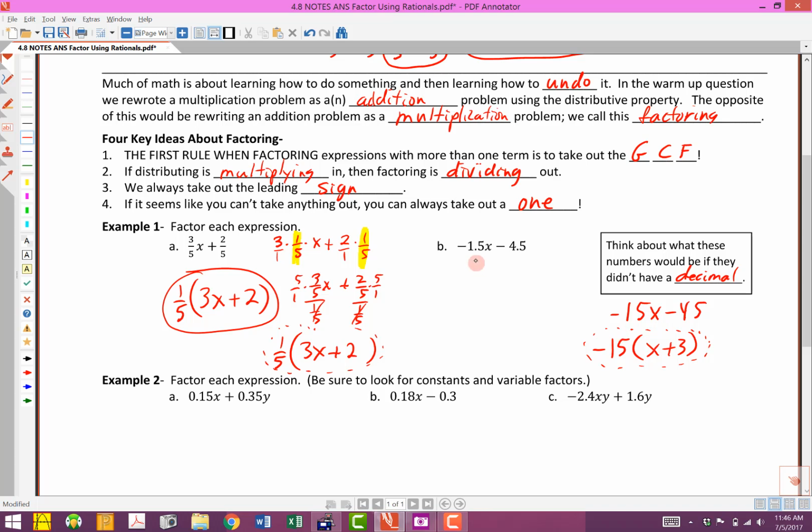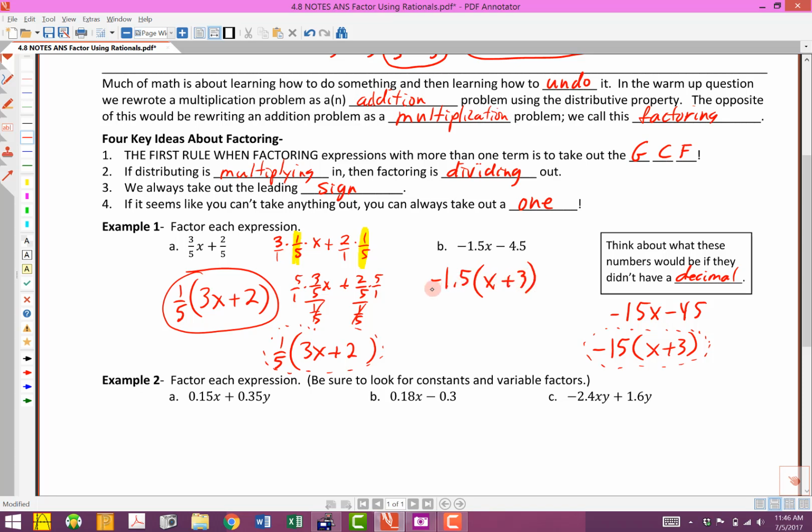Well, remember it did. Instead of a 15, we've got a 1.5, and instead of a 45, I've got a 4.5. Well, what if we just did this? What if we just take out negative 1.5? What if we put that decimal right back there where it was before? So that would be an x plus 3.